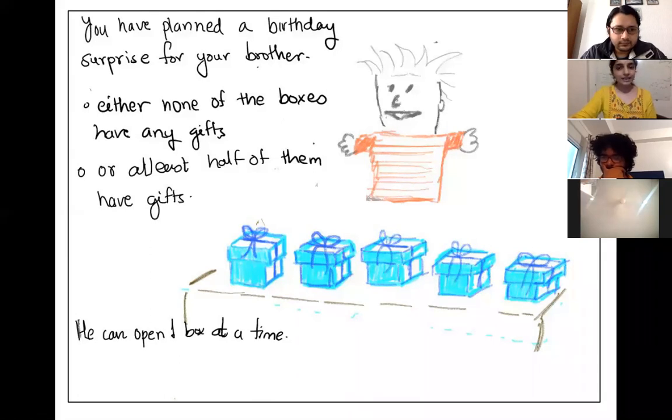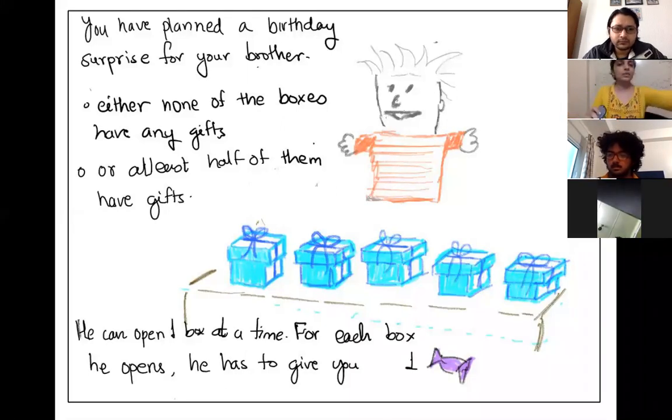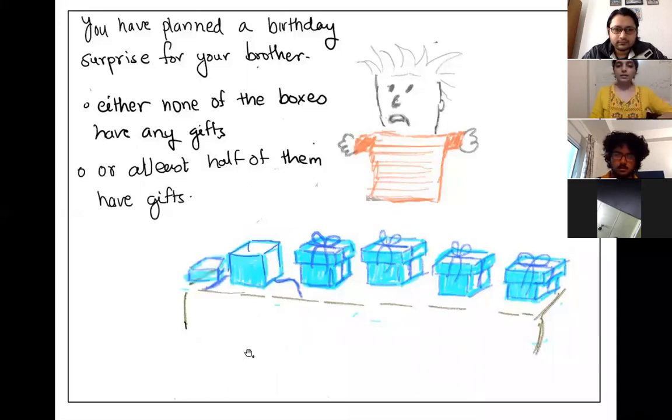And unlike the last time, where we could ask whether the watch is before this or after this, here the questions that he can ask you are limited. He can open a box at a time, and for each box he opens, he has to give you one chocolate. So he cannot ask before this, after this, or anything like that. Everything is in front of him. If he opens a box, he has to pay you. Of course, he may open a box and not find anything, and all of that is possible.